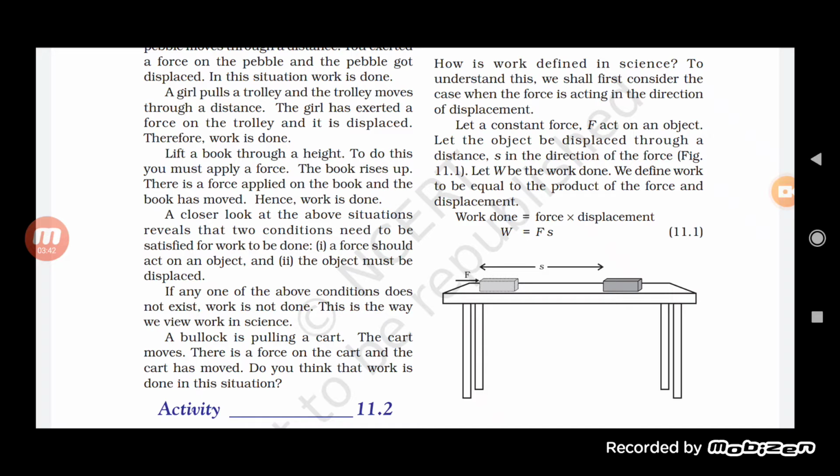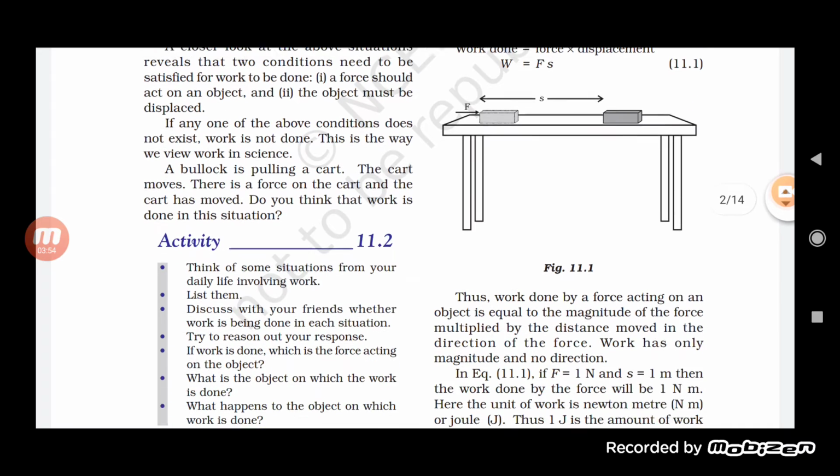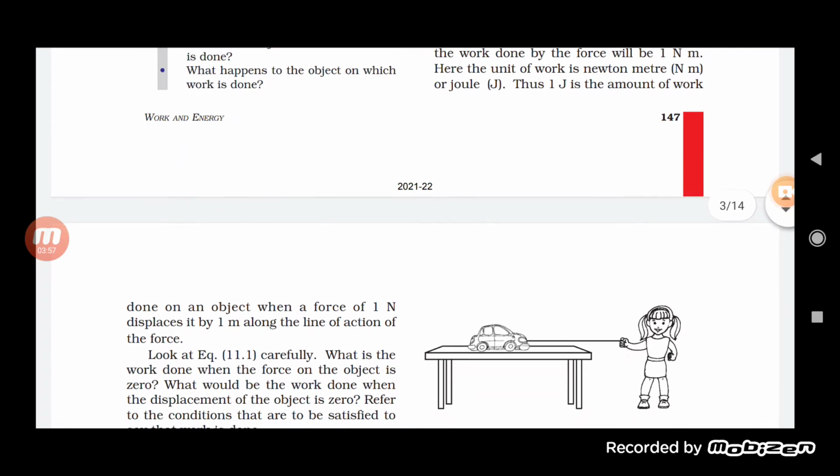So work done is equal to force into displacement. Now let us try to understand work further. As you can see here, normally we represent work in joule. So work done is actually the amount of force applied on an object, due to which the object displaces or covers a certain distance, and we represent it in joule.